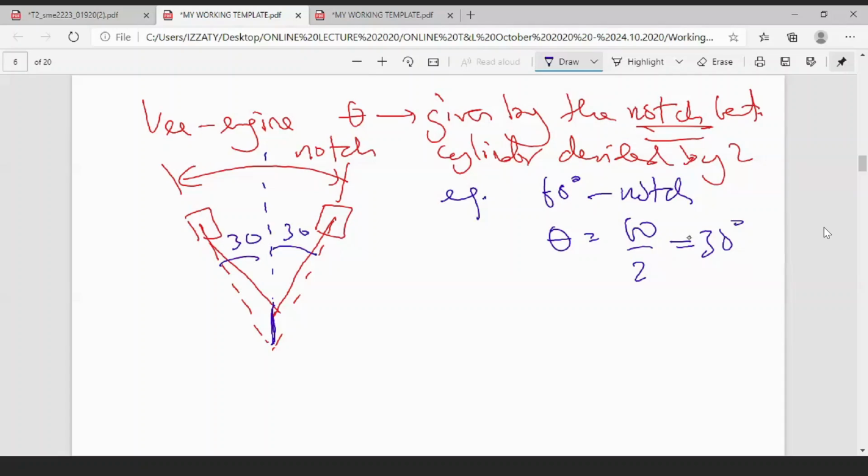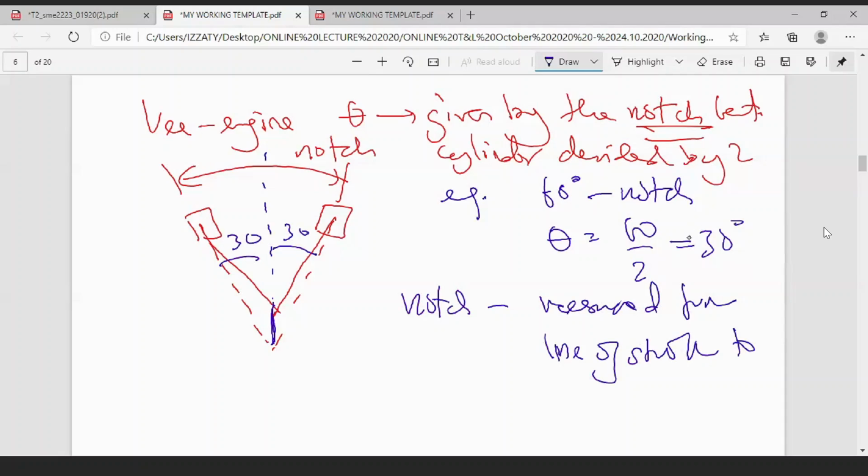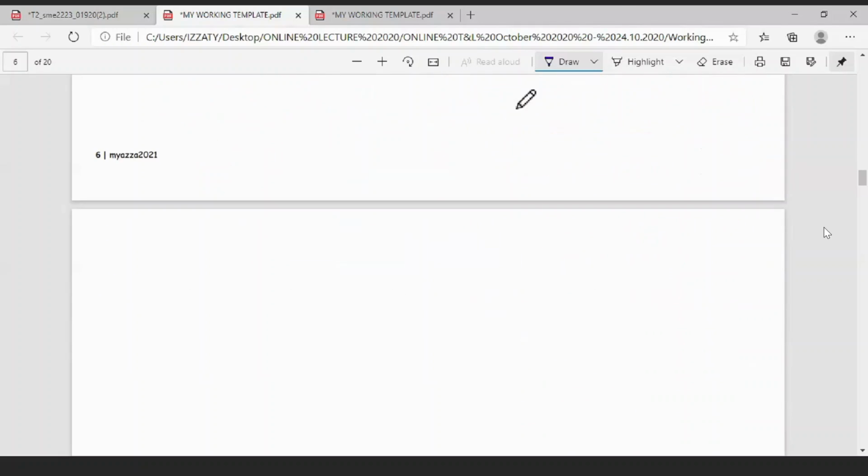So it's not from the crank to crank. No, sorry, it's not from the connecting rod to the connecting rod. The notch is measured from line of stroke to line of stroke. This is the notch. So now let's start to solve the problem.